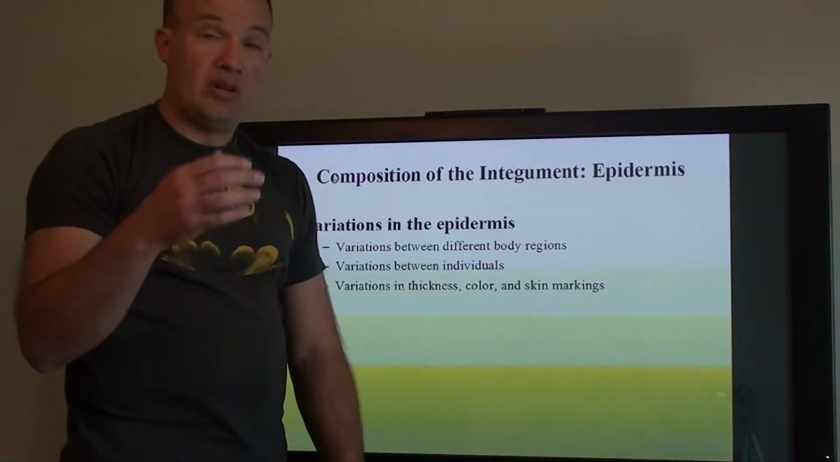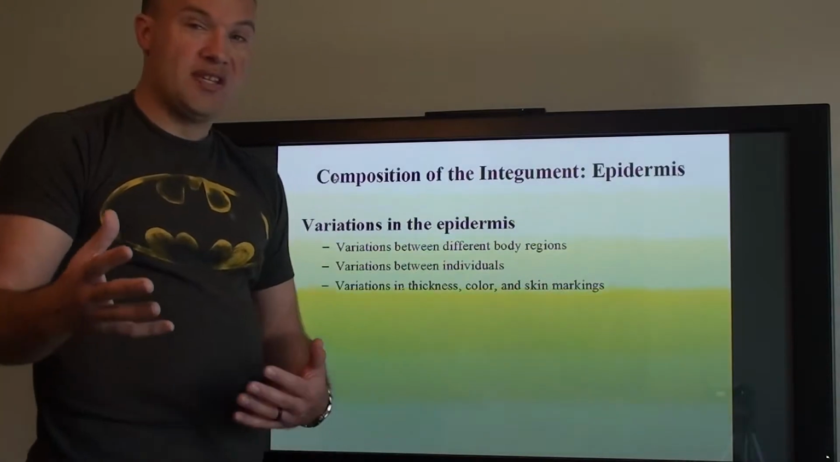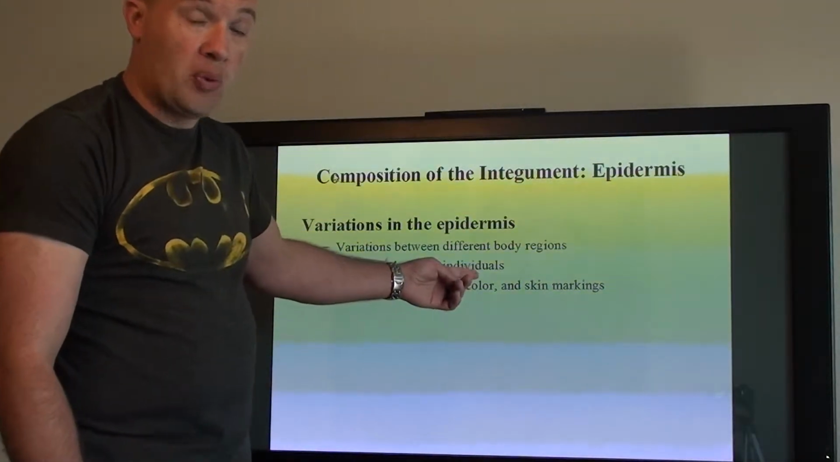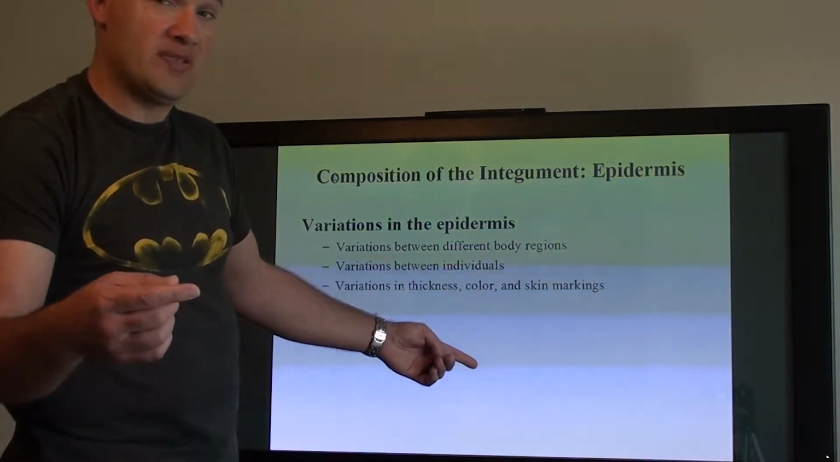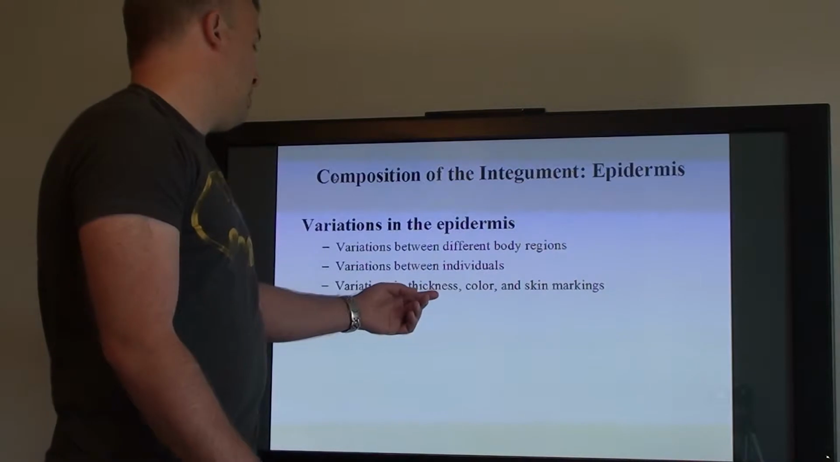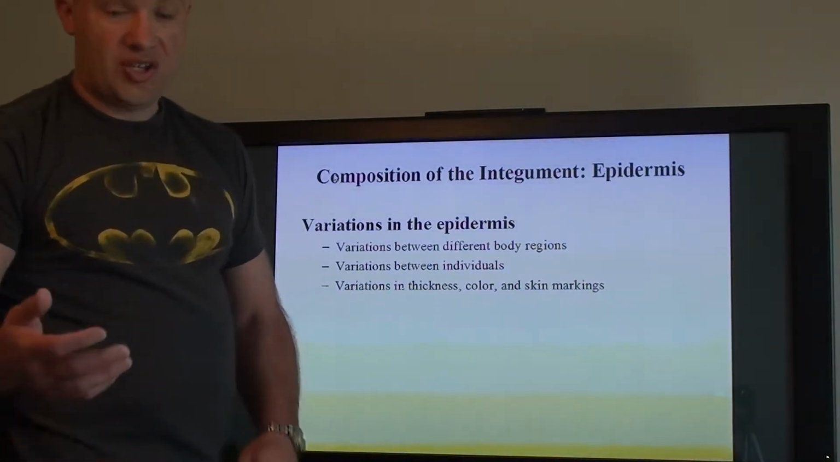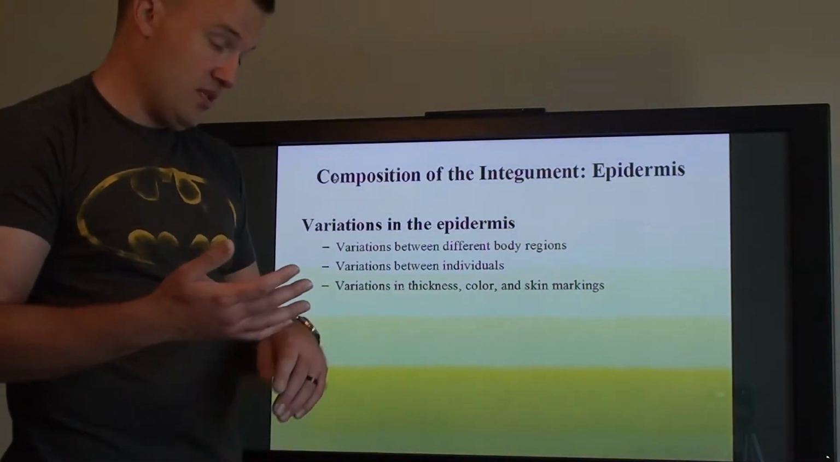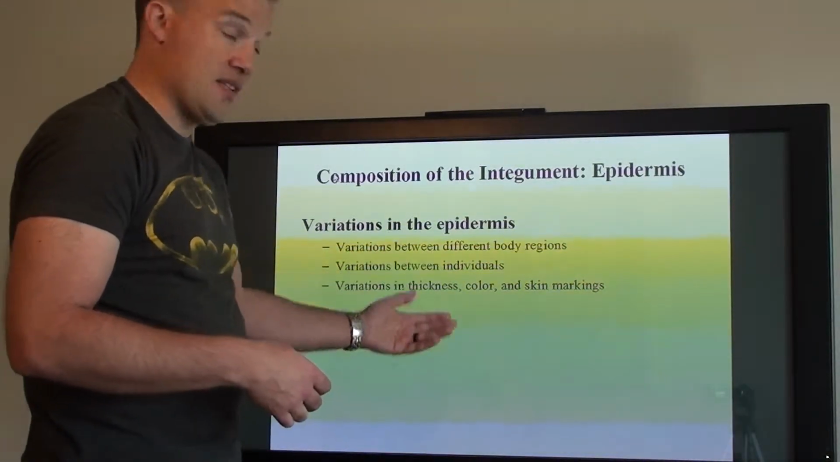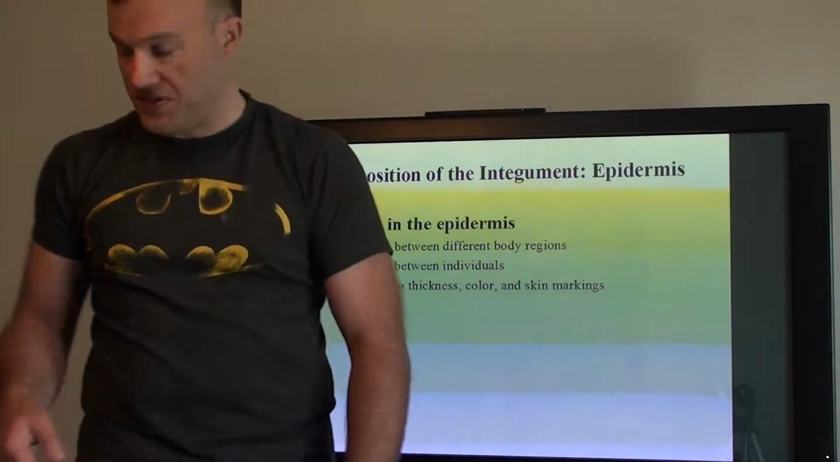Alright, so realize that we can get variations in the skin. We can get variations in the epidermis, depending upon where we are in the body. Again, one of the big ones is thick skin versus thin skin. Between individuals, we can get variations in color tones and also in markings. We're not going to go very much over them, but realize that, yes, there could be variations in the epidermis.